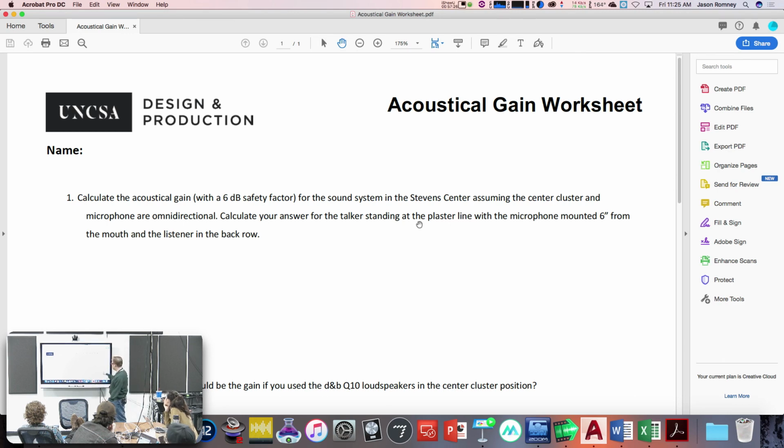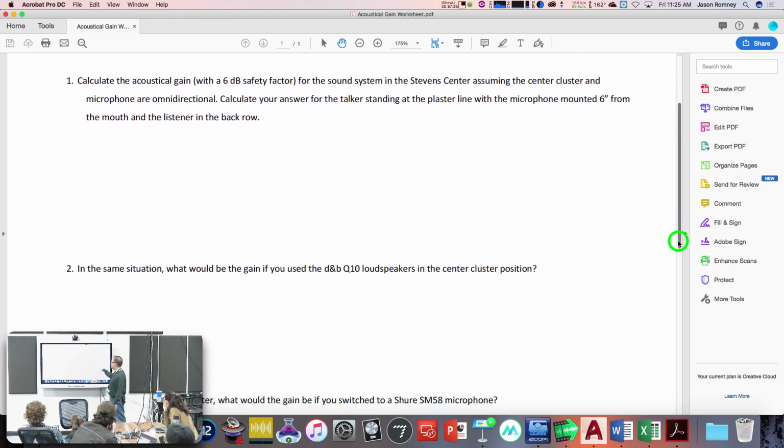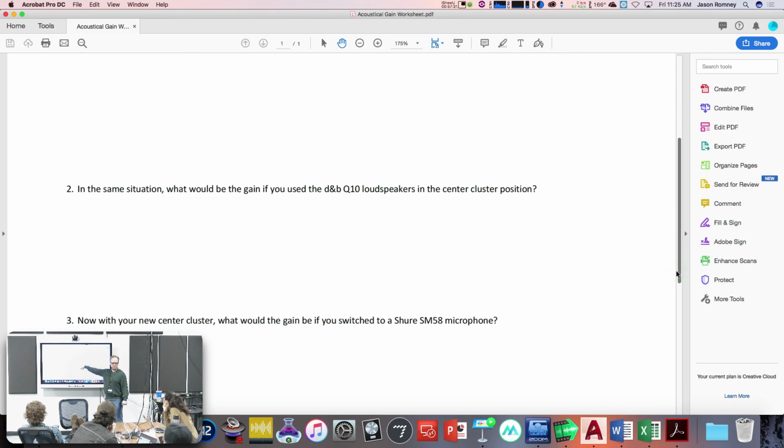Figure that out. And then I'm going to say, okay, well, it turns out that you're not using omnidirectional loudspeakers. You're using directional ones. They're DMB Q10s. So use that bottom one, the one that's closest is the downfill one, right? You should be able to look at where that's aimed and say, okay, if I had some directivity going on here, how much extra gain would I get? You can look at the ISO bars for that loudspeaker, and you should be able to say, okay, at this angle from the microphone, this loudspeaker will be a certain amount quieter. Well, that's gain you get to add in your system. If that angle is 6 dB down, great, you get that much in.